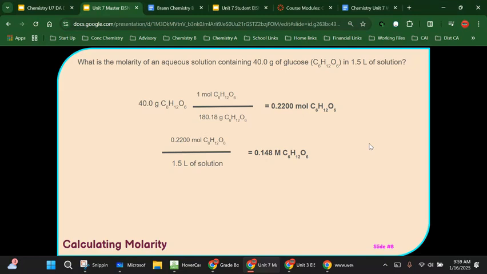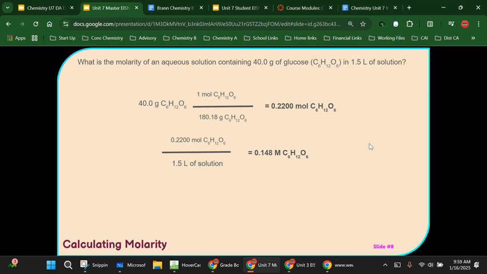So that is not the volume of a gas. We're not using PV equals nRT here. This is the volume of a liquid solution. Okay? And what we have done now is we have used the moles and the liters to calculate the molarity. Questions?